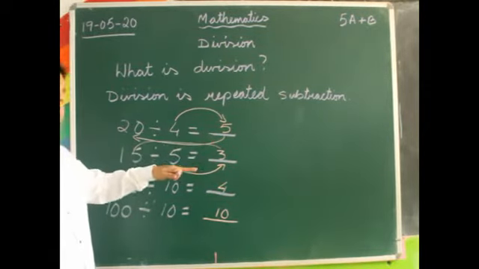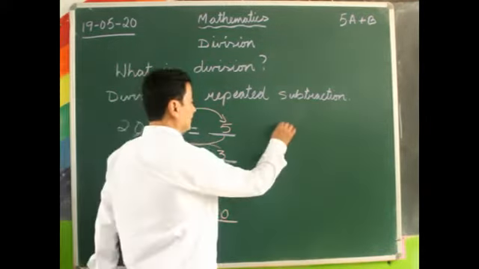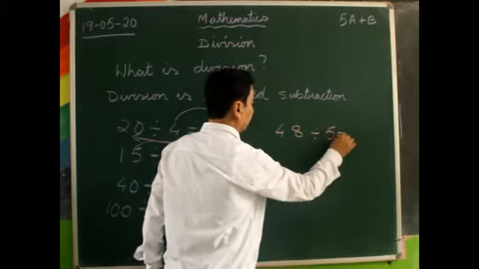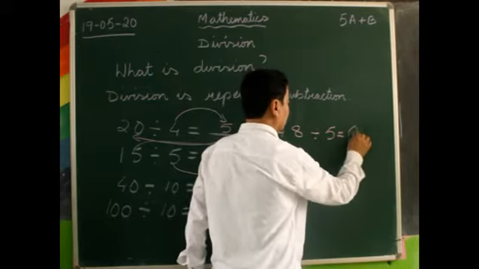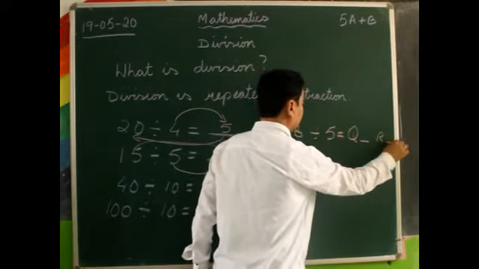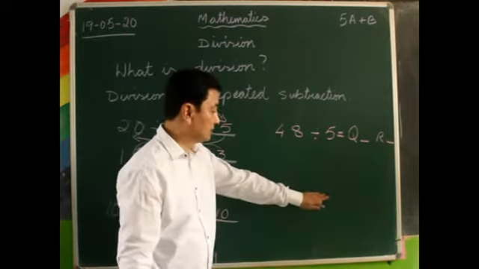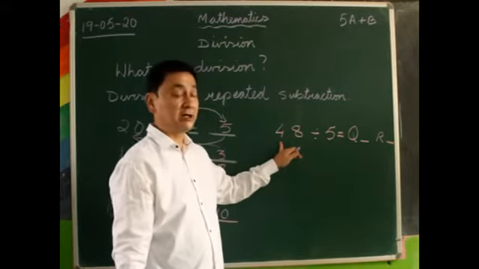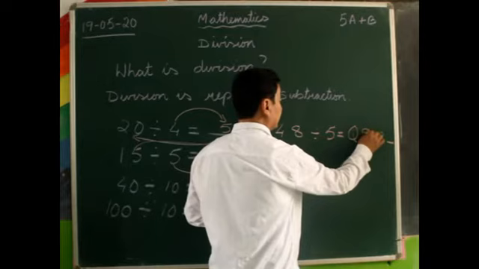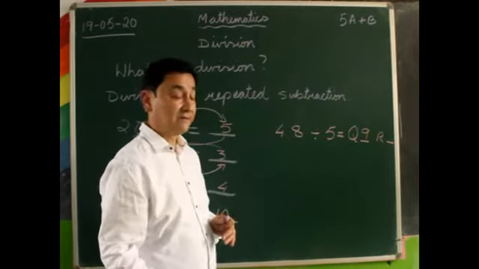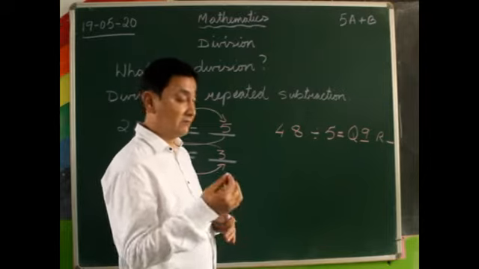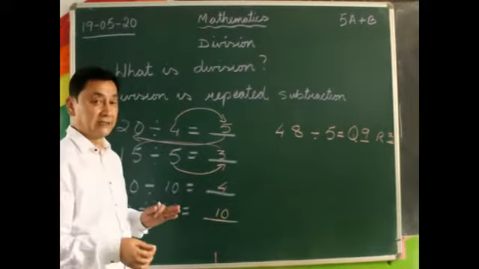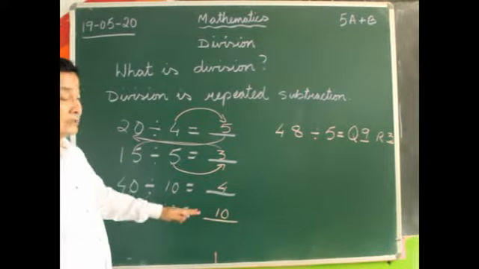But there are other ways which we can do. For example, 48 divided by 5. Okay? We can have a quotient, we can have a remainder. You can do it in your rough copy, you can do it mentally. Now 5 doesn't go into 4. 5 goes into 48 how many times? 5 nines are 45. What is the remainder? We will do this later on. Later on you will get these sums in your self-assessment test.